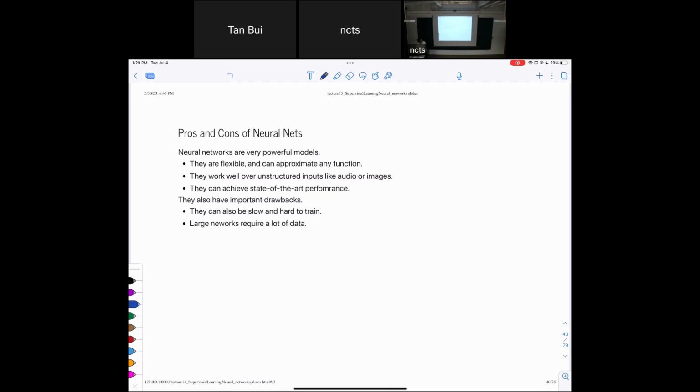Okay, so let's talk about pros and cons for now. Pros and cons of neural networks. Actually, it's very powerful. It's flexible. It can actually approximate any function. We're going to do that next. So this is what we're going to do, right? This is a universal approximation theorem.